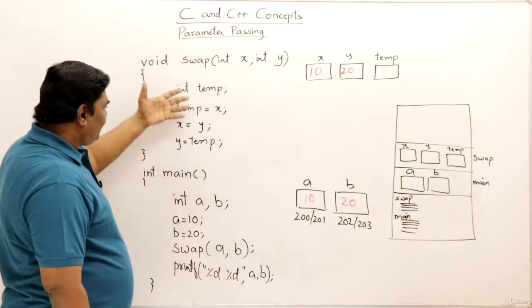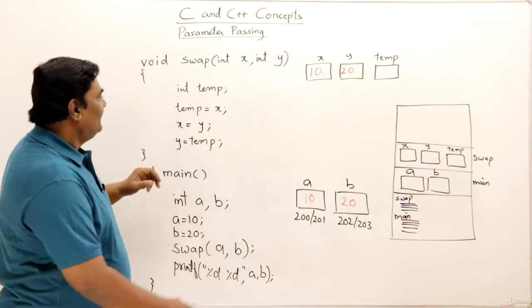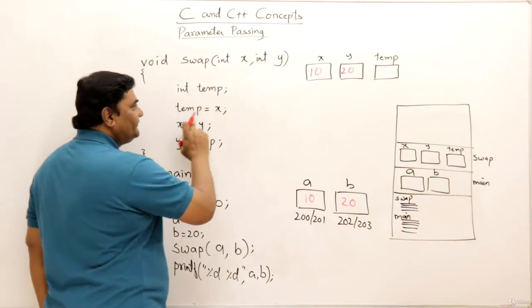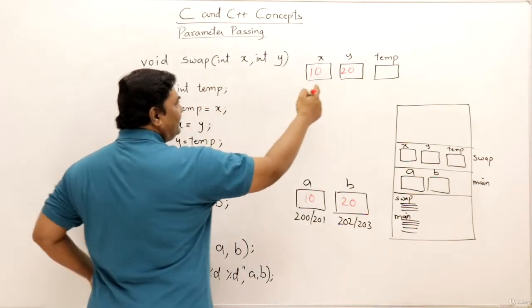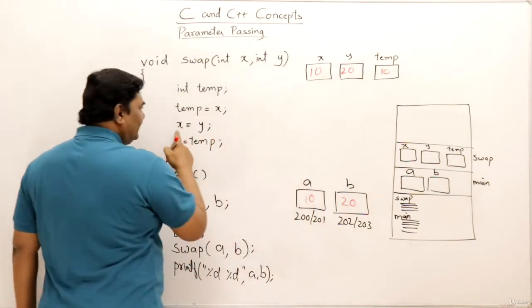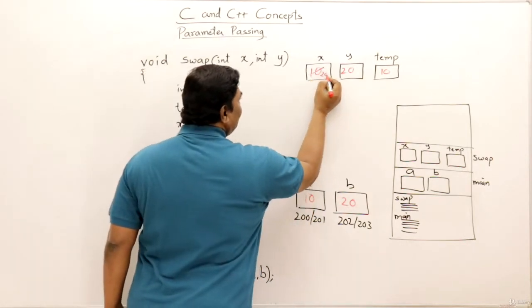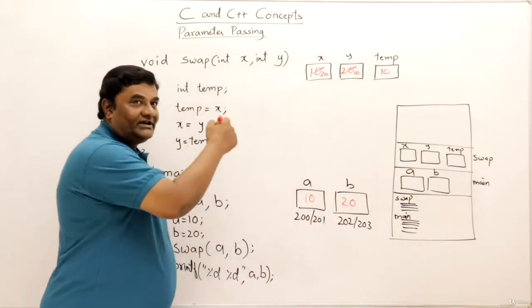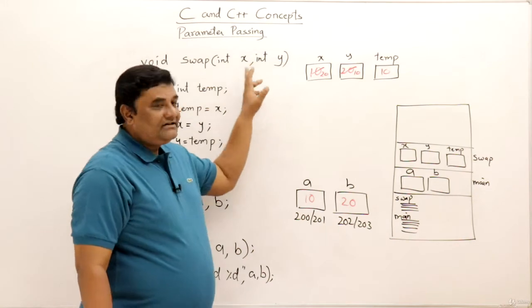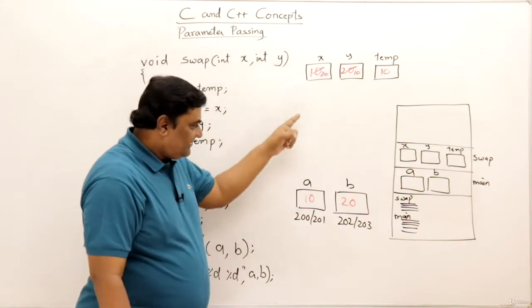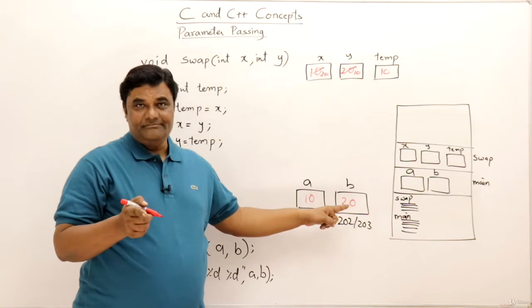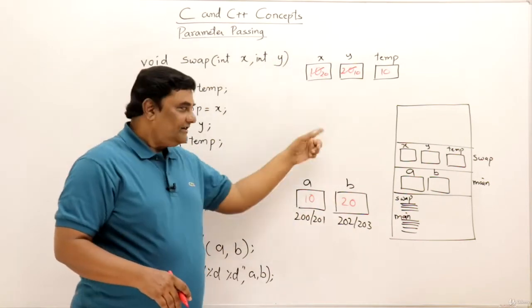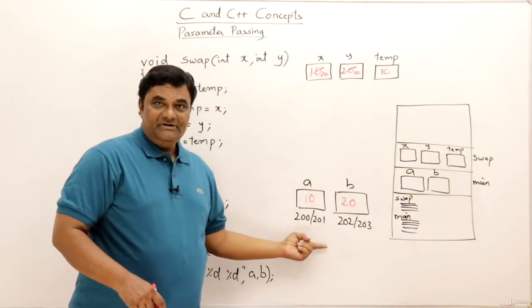As I am not returning anything, it is void type. Now this is the logic for swapping the values. x and y are swapped with the help of temp. First line, temp assign x, so this will become 10, and then x assign y, so this will become 20, and then y assign temp, so this will become 10. You can see that the formal parameters are modified, but actual parameters remain the same. So the swapping is done inside the variables of swap function only.